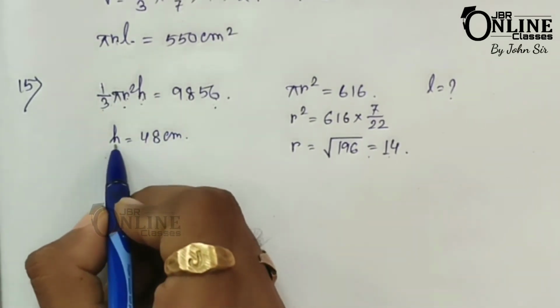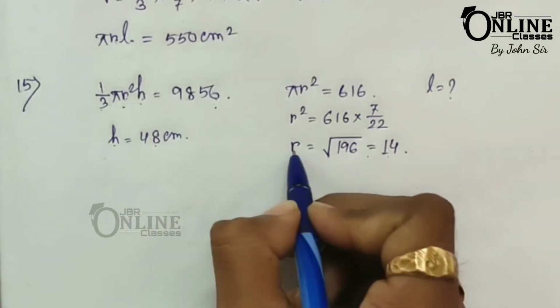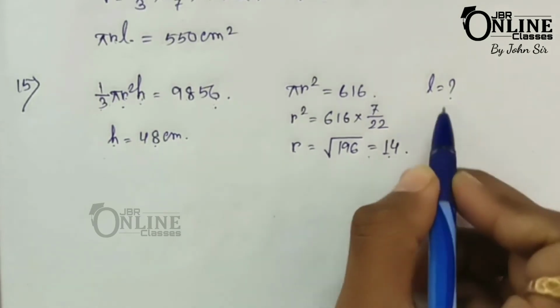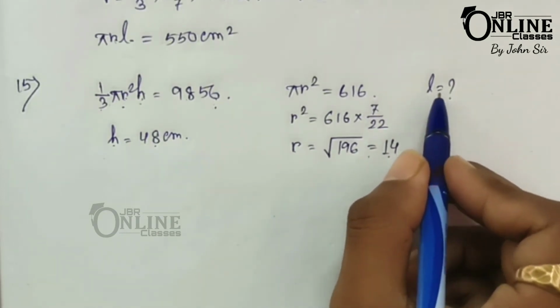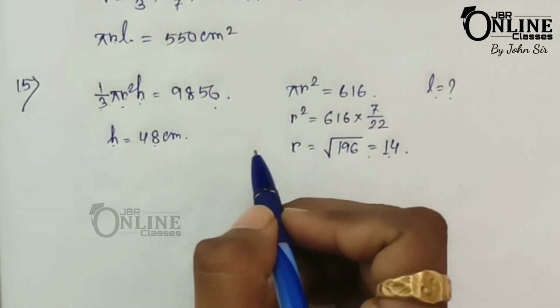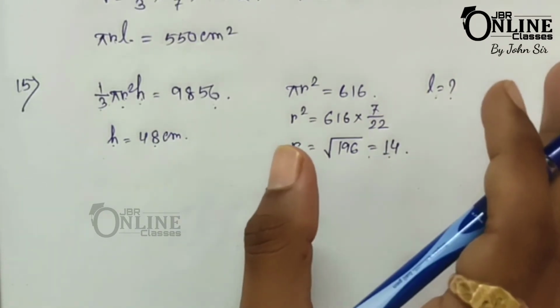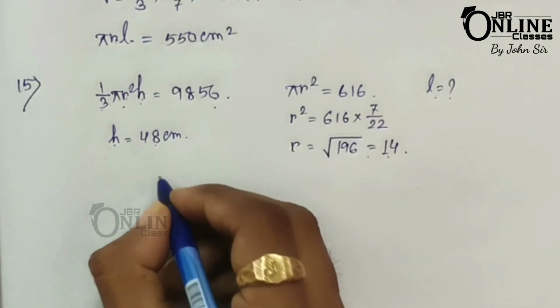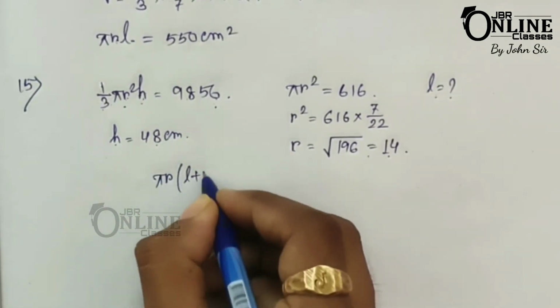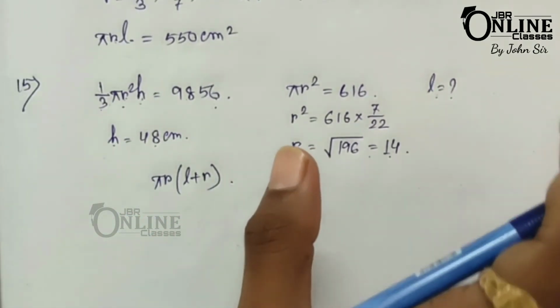Now as h equals 48 centimeter and r equals 14 centimeter, you can easily find the value of L. Okay, so after finding the value of L, you can find the total surface area using the formula, and the formula is πr(L + r). So I hope you can solve this problem.